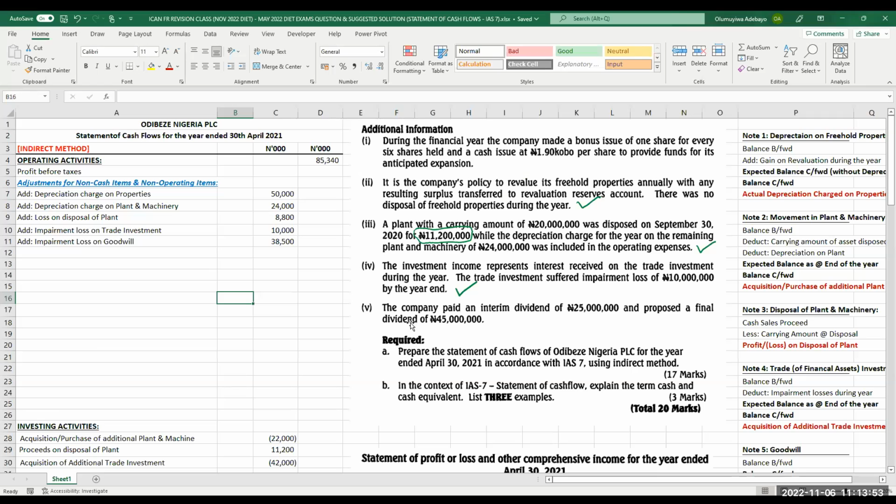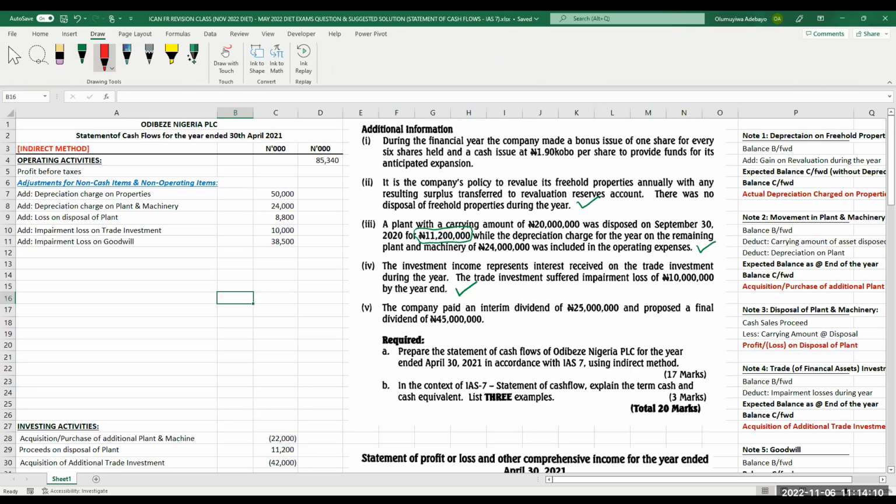Now let's quickly come to this number 5. The company paid an interim dividend of 25,000 and proposed a final dividend of 45,000. Remember, this is proposed. This proposed has no cash flow implication because it has not been paid. No cash, we have not paid cash at all.